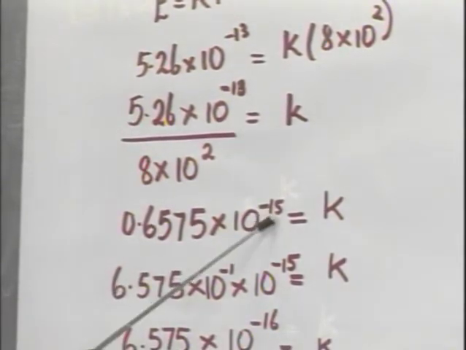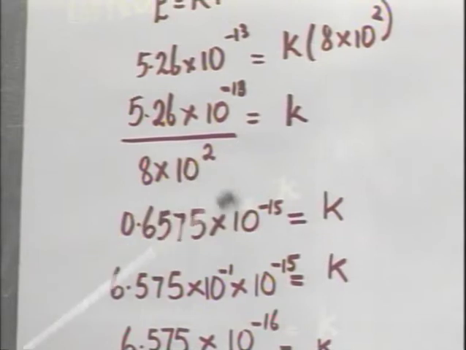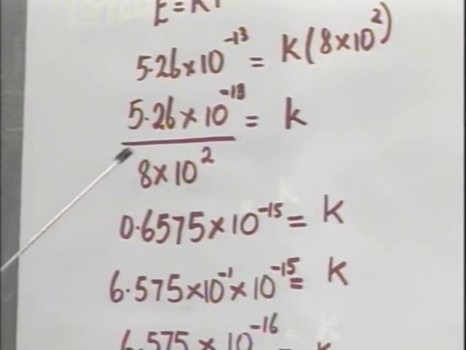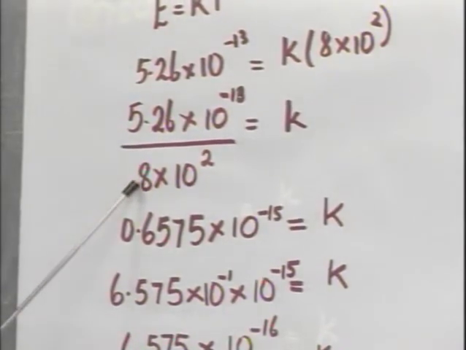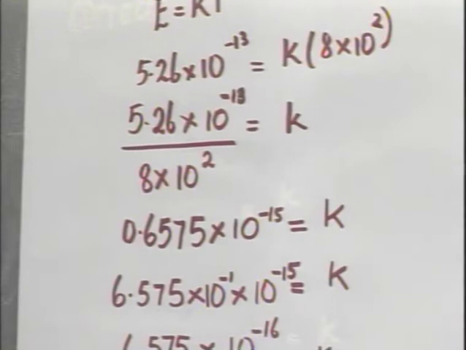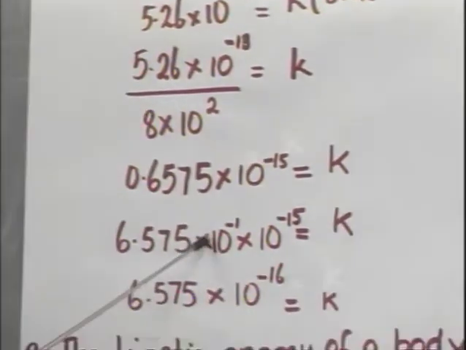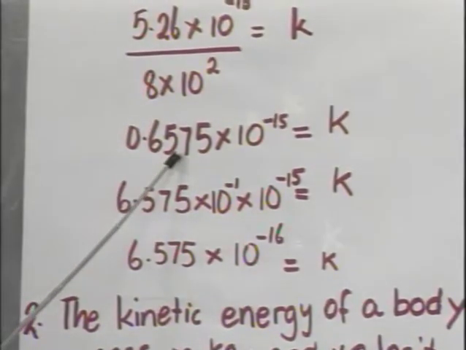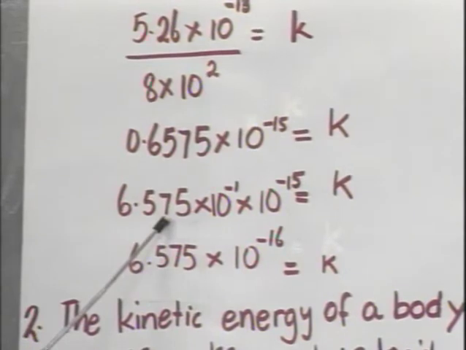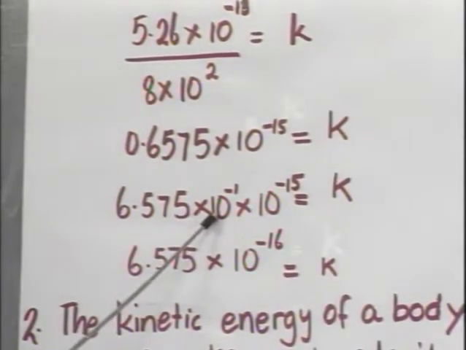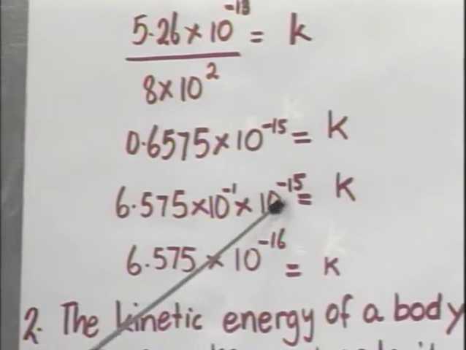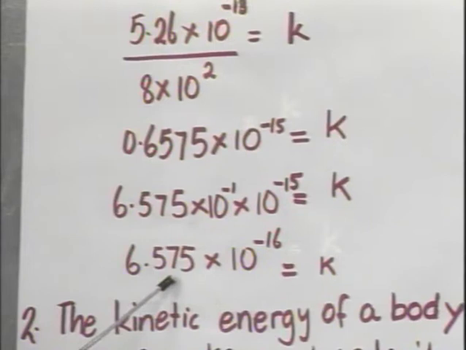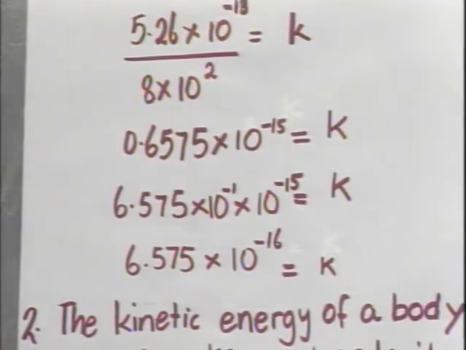And then hopefully this is correct. 2.6575 times 10 to the power of negative 15. Negative 13 minus 2 will give me negative 15. This answer you get when you divide 5.26 by 8. Okay, hopefully it's correct. And then in proper scientific notation, I rewrote this number 0.6575 as 6.575 times 10 to the power of negative 1 multiplied by 10 to the power of negative 15 gives me 6.575 times 10 to the power of negative 16.